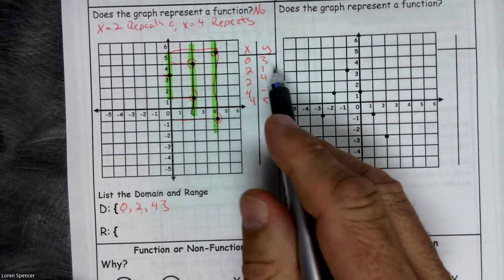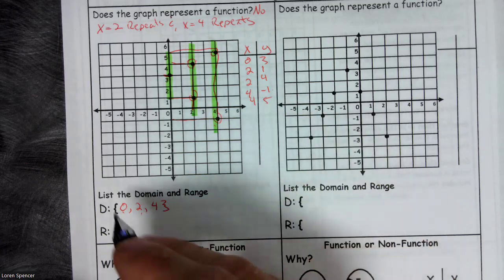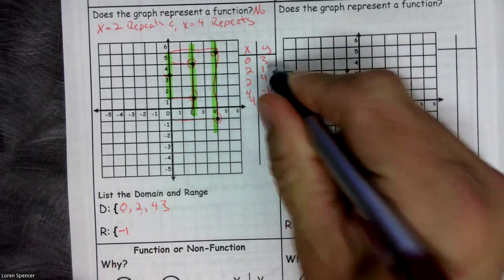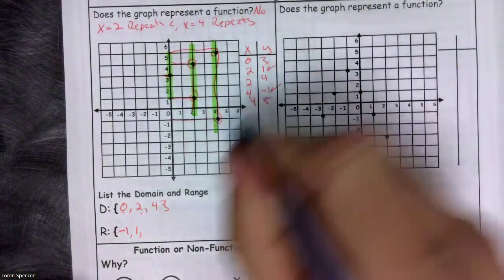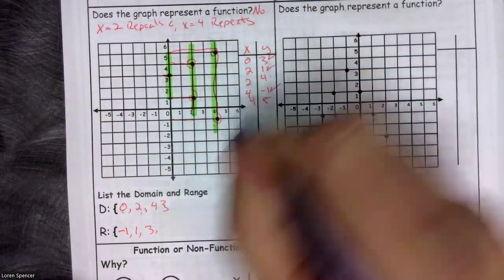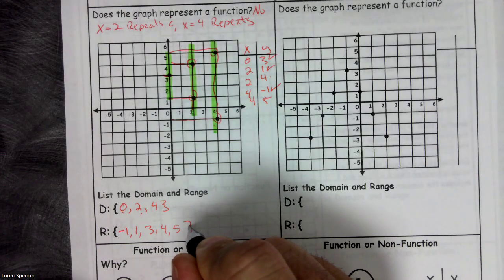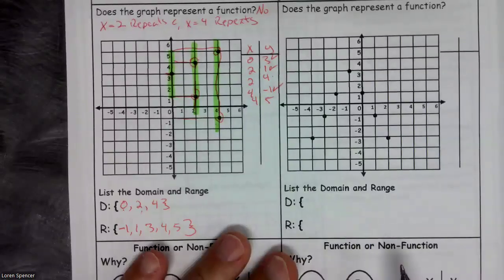Well, our least y value, or range, is -1. So we can check that off. The next one is 1. The next one is 3. Then we have a 4 and a 5. So that's our range.